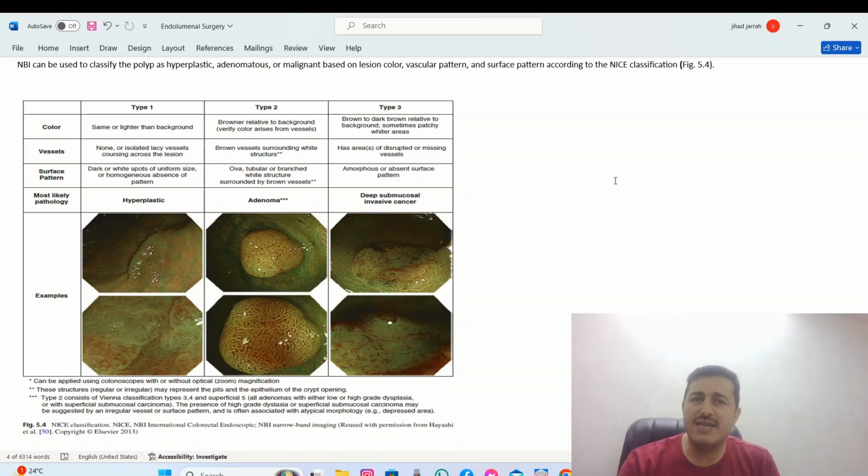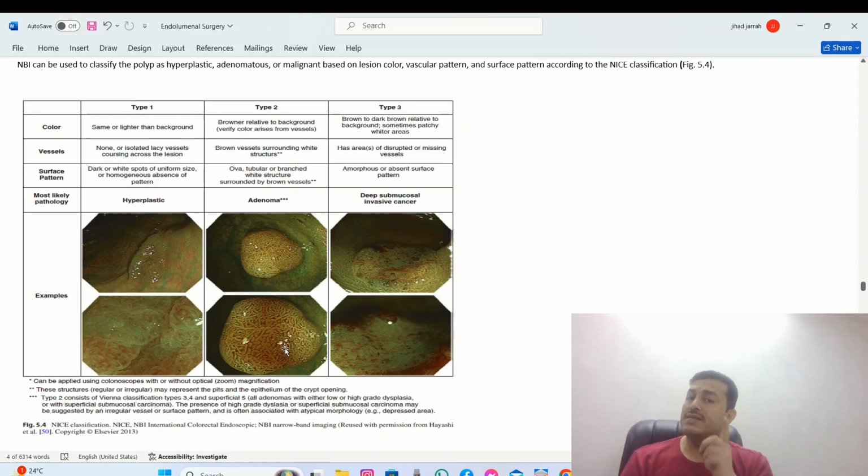Narrow band imaging actually uses light consisting of green and blue, and according to that light we can predict the malignant risk. This is determined by the vascularity of the polyp. For example, you can see that the hyperplastic polyp over here looks like the normal background, blue and green in color, whereas the adenoma looks brown.